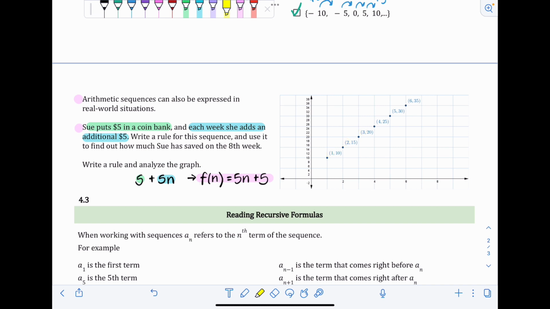We've talked about this in the domain and range section. This is called a discrete graph. So when all the points are separate and they're not connected with a line, it's called discrete.